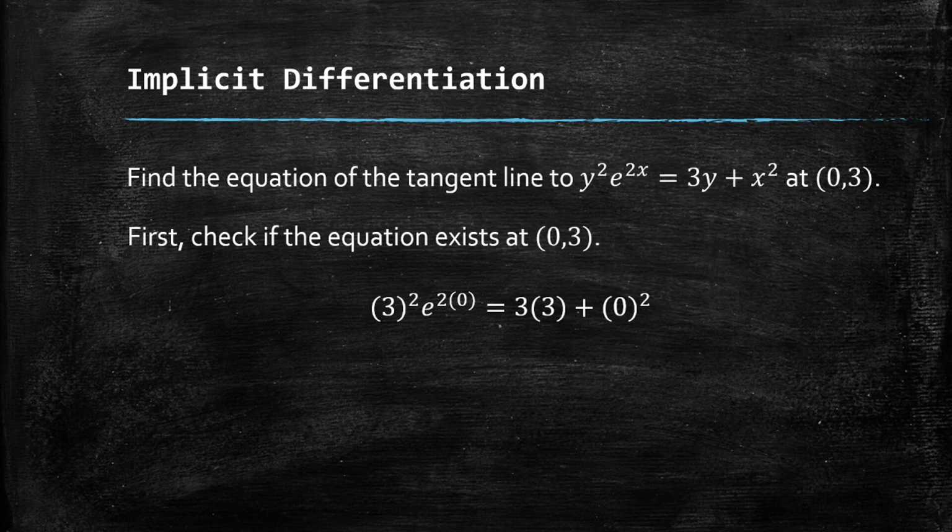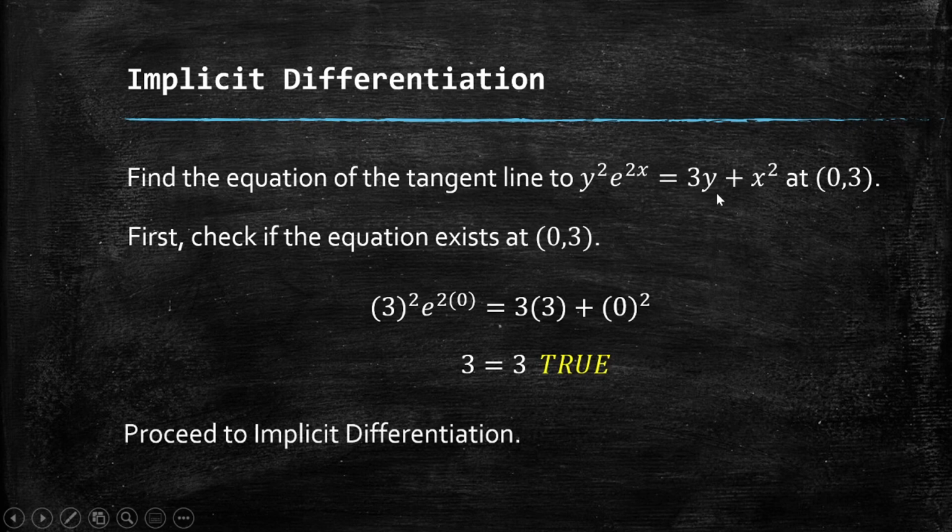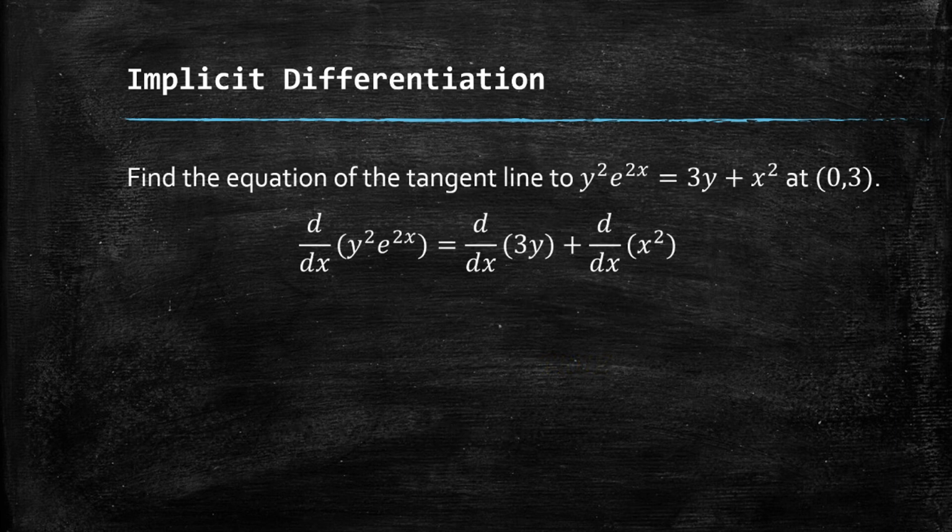So substituting the values 0 and 3, respectively, for our variables here, we'll get 3. So this implies that our equation is true. The point exists in the equation. Hence, we can now proceed to implicit differentiation. So we'll get the derivative of both sides with respect to x. Again, there is nothing stated here as to which variable. The standard variable is x because x is oftentimes the input variable. Okay, so getting the derivative of both sides.